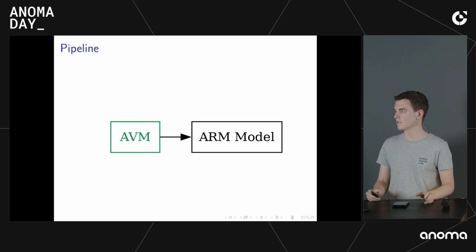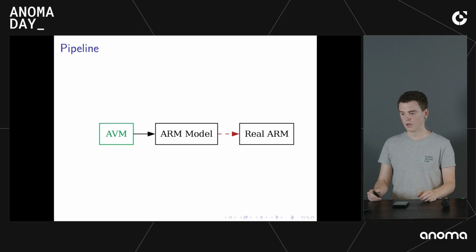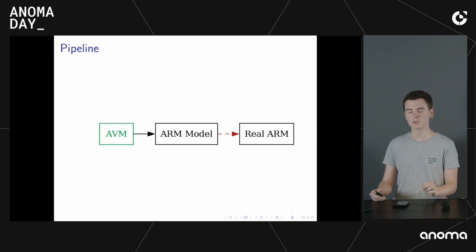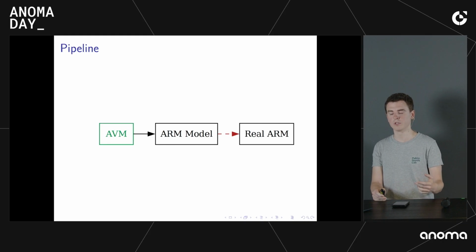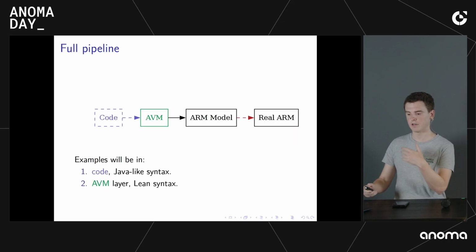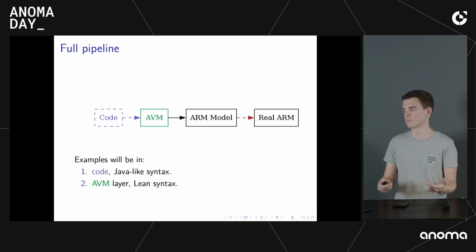The pipeline is very simple. You write your programs in the AVM layer, and then the compiler translates them to the resource machine model. It's worth noting that we have made some non-essential simplifications to the resource machine because we didn't want to deal with low-level details such as references or serialization of data. And for this presentation, I have added an extra layer of pseudocode, which is Java-like syntax, for you to be able to more easily follow the examples. And the AVM examples will be shown in Lean code.